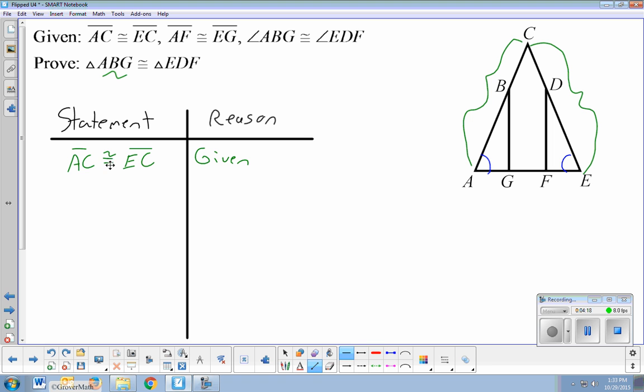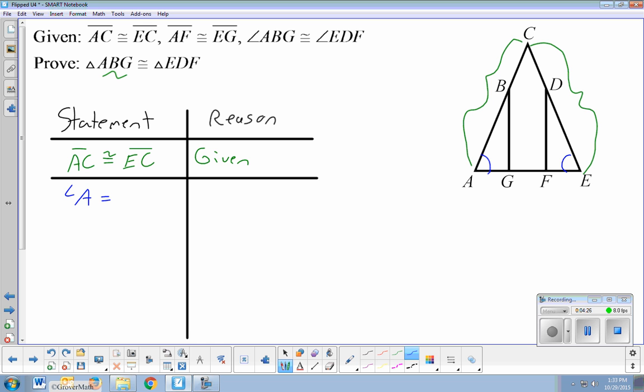So what we need to do is make a new statement, and we can say that angle A is congruent to angle E. And the reason is the angles opposite congruent sides of a triangle are congruent.